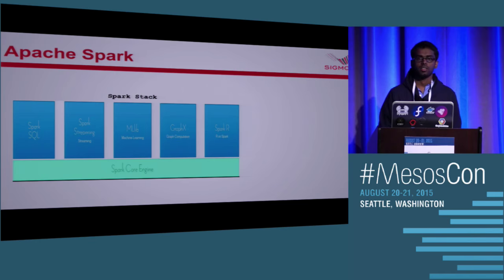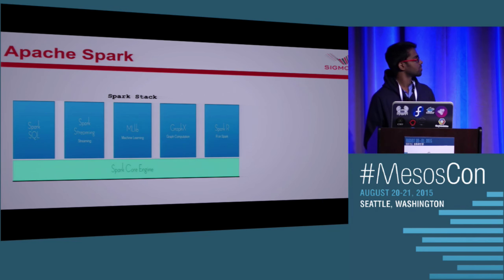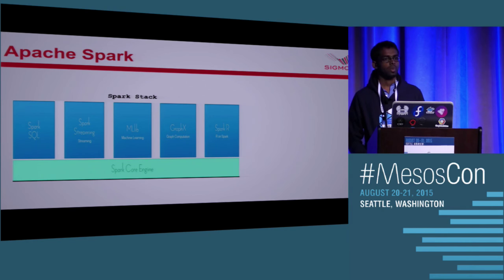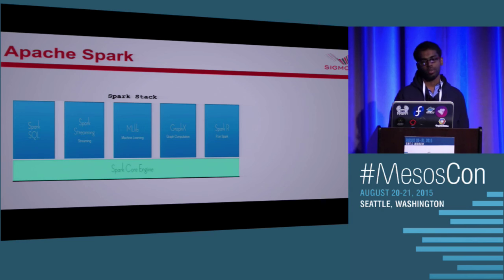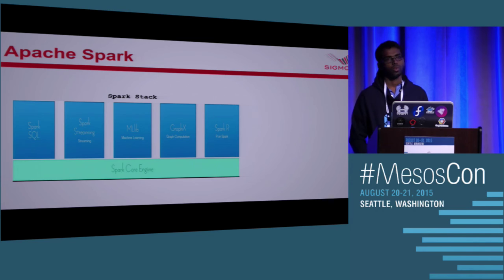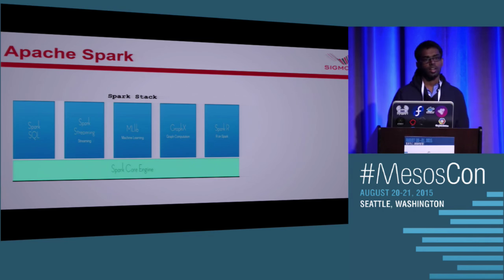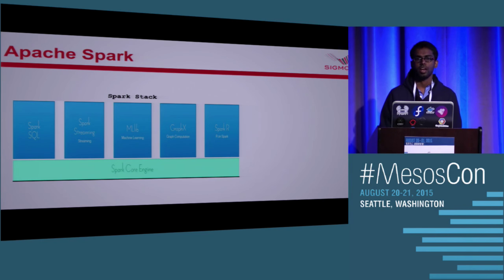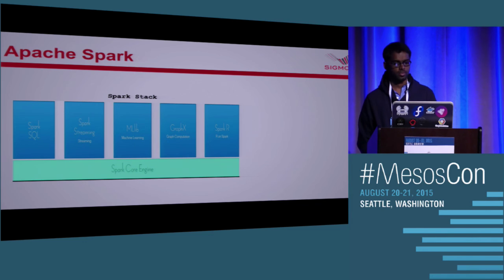So, Apache Spark. I guess all of you are familiar with it. Apache Spark is one of the top-level Apache projects in the big data ecosystem. It started around 2009 at UC Berkeley by Matei Zaharia and a bunch of other people. First they developed the Spark Core engine, which is written purely in Scala. In time, they added Spark SQL for querying structured data, the Spark Streaming platform for real-time stream analytics, MLlib for machine learning, GraphX for graph computing, and recently Spark R from the 1.4.0 release.